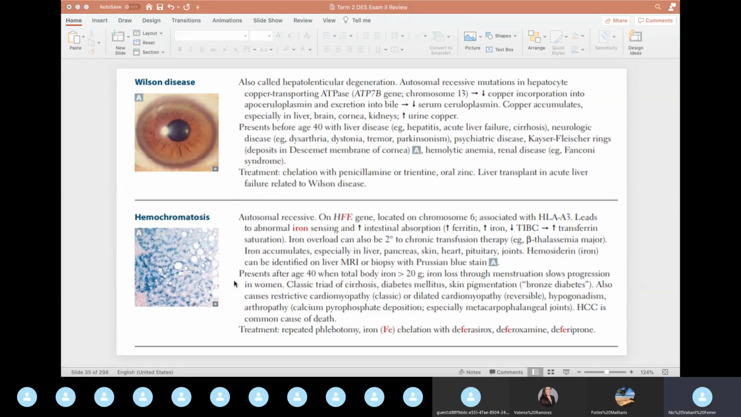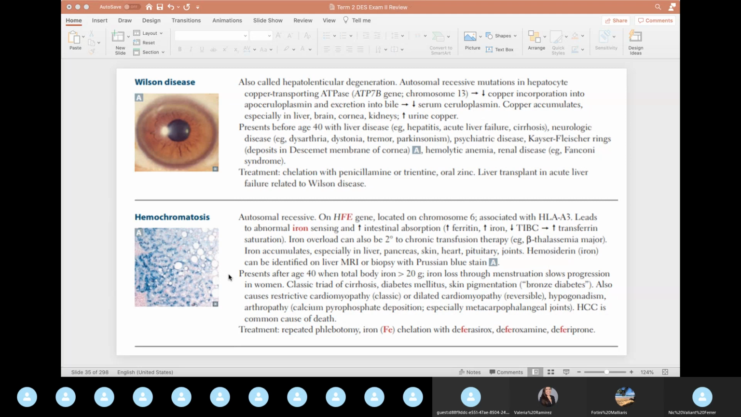It presents with the classic triad, high-yield: cirrhosis, diabetes mellitus, and skin pigmentation. This is your bronze diabetes. It can cause restrictive cardiomyopathy or dilated cardiomyopathy. The most common cause of death in hemochromatosis is actually cardiomyopathy. You can also have hypogonadism. What's the treatment? Chelation. You can give drugs like deferoxamine and deferiprone to remove the iron, or you can do repeated phlebotomy.